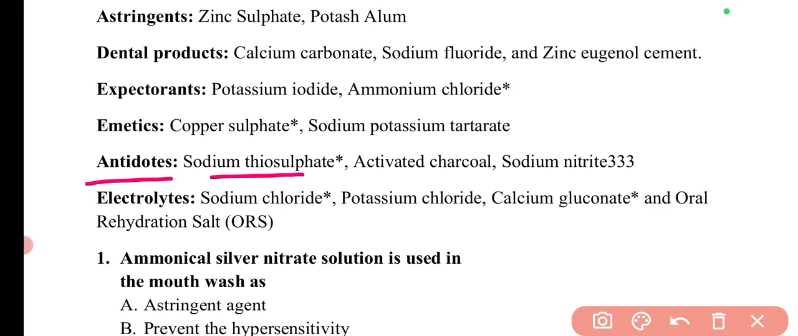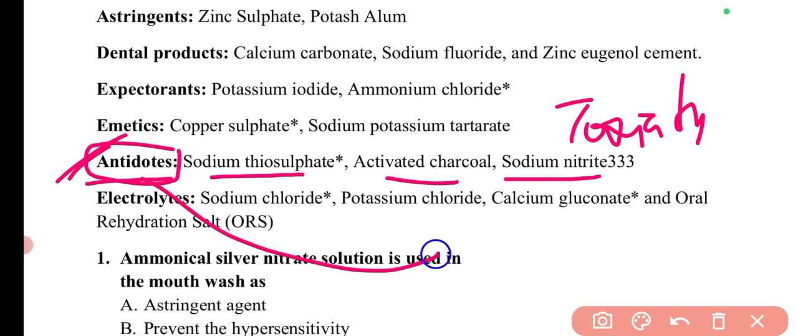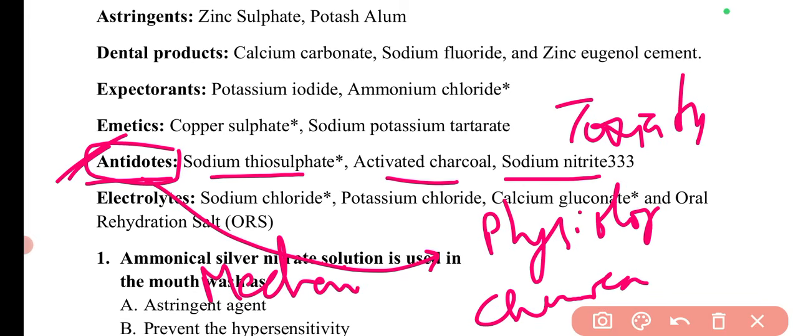Then next is antidotes. So basically sodium thiosulfate, activated charcoal, sodium nitrite. So these are the several antidotes that are there. Basically, we will be covering this antidotes topic in the toxicology part, that I think is in unit number 8 or 9. So in that we will be discussing this particular topic as well. So basically there are 3 types of antidotes. One is physiological antidote, one is chemical antidote, and the other one is mechanical antidote.